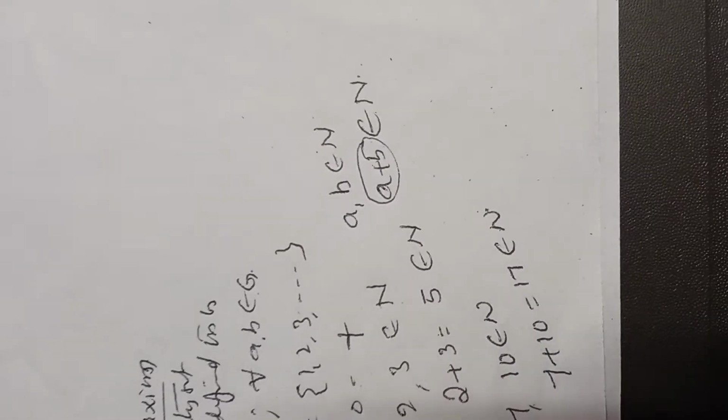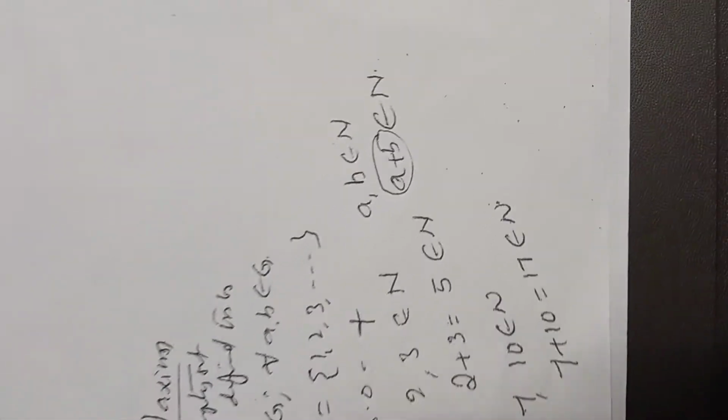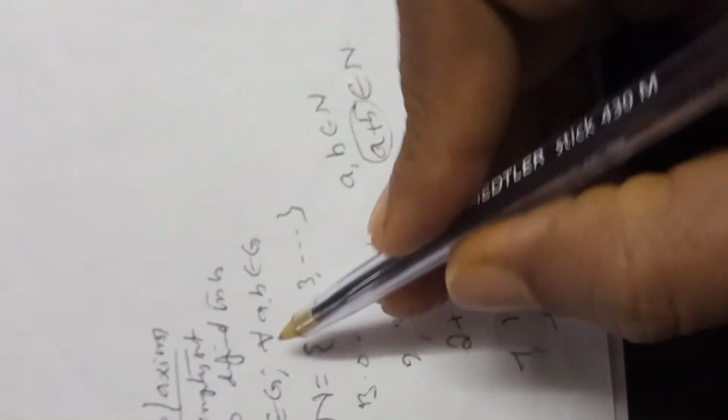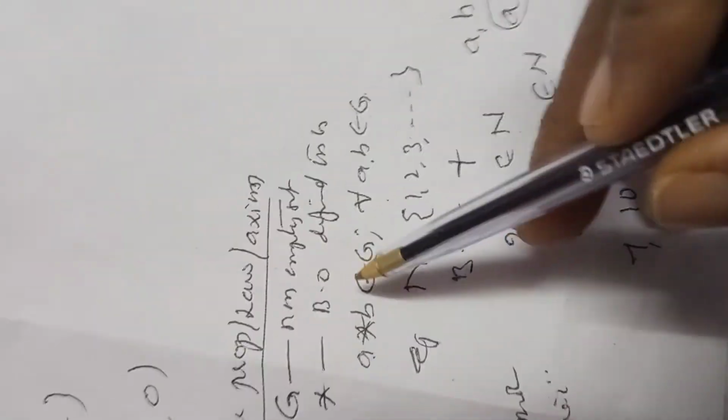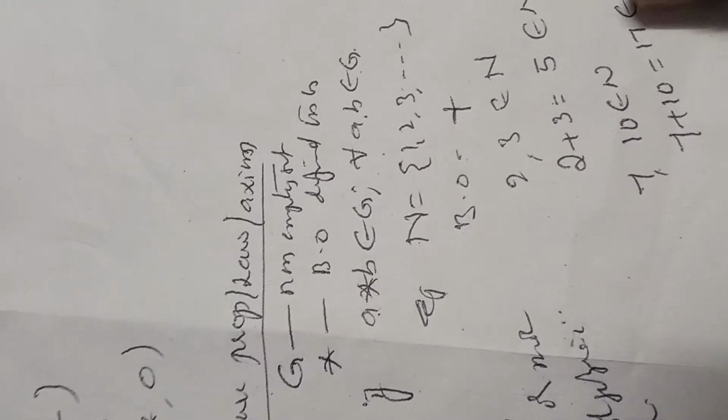Now what does it mean? If you take any two natural numbers, their sum is also a natural number. The sum of two natural numbers is again a natural number. That means if A and B are any two elements in G, their sum is also an element in G. That means closure property is satisfied. Closure property, or closure law, or closure axiom, is satisfied in G with respect to addition. This is closure property.